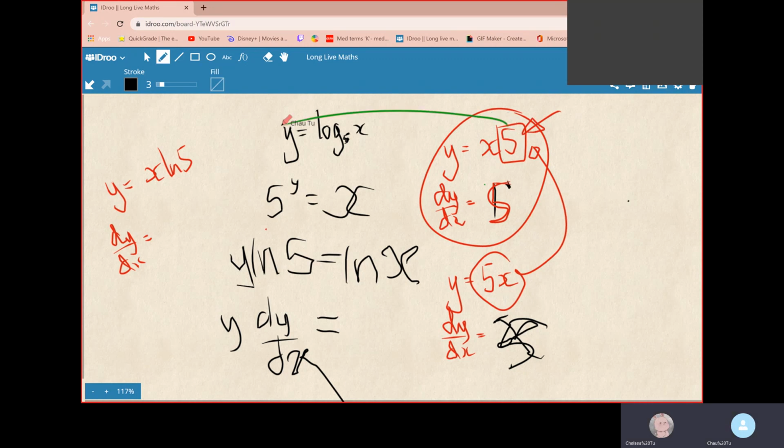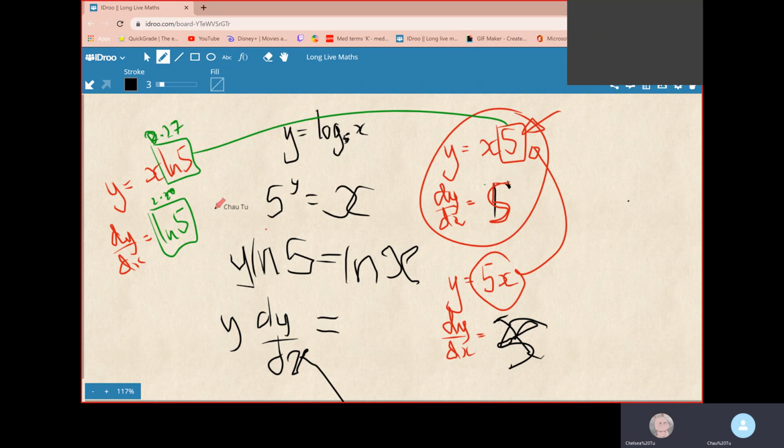Well, Chelsea, this thing here is just a constant. It's just a number. So when you differentiate this, it's just natural log of 5. Who cares what that number is? Just imagine it to be, I don't know, 2.27, whatever. It's just a number. Right, Chelsea?